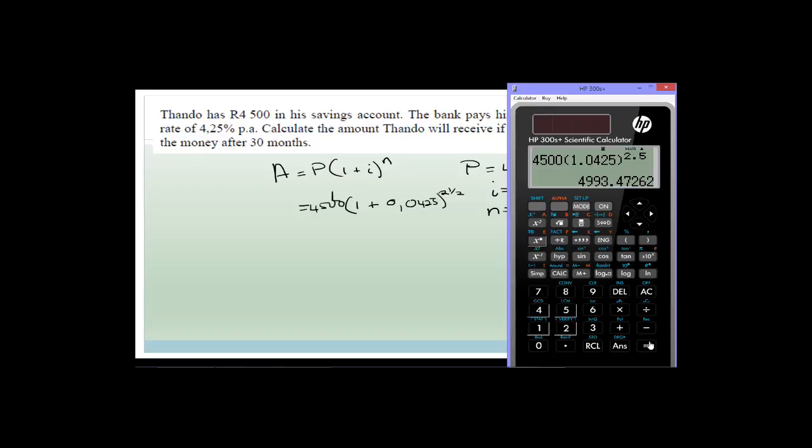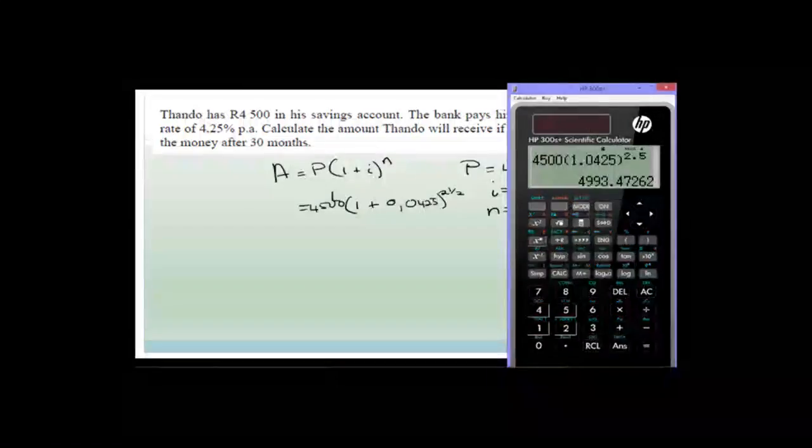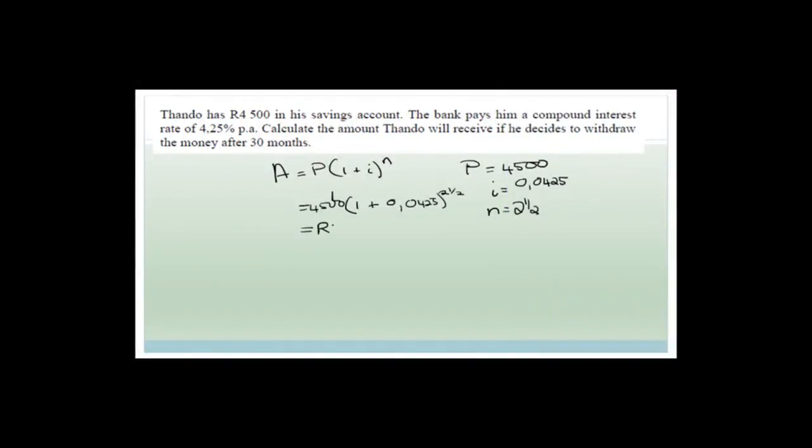And I know that there are some situations in these exams, specifically the maths examples, where you're not sure if you're rounding off to one decimal place or two decimal places, and then you always have to read the instructions. But this is money. So we're always rounding off to two decimal places because of the cents, right? So it's 4,993.47, and that is how much Tando is going to get out at the end of his 30 months.